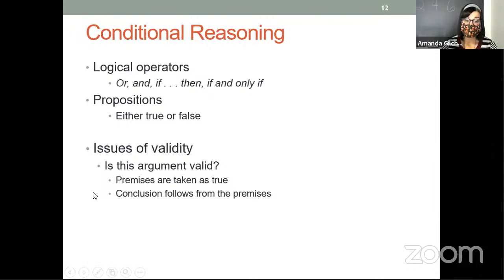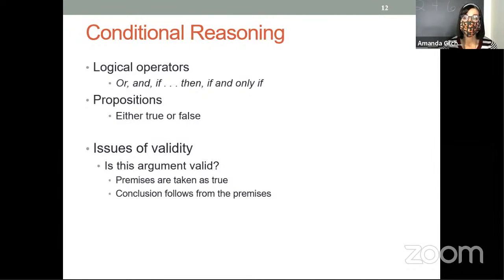Validity is basically the idea that we're going to ask if the argument is valid. And what do we mean by the argument being valid? First of all, we assume that the premises are true. We have to assume that the premises are true. And the conclusion must naturally follow from the premises. So here's what this implies.